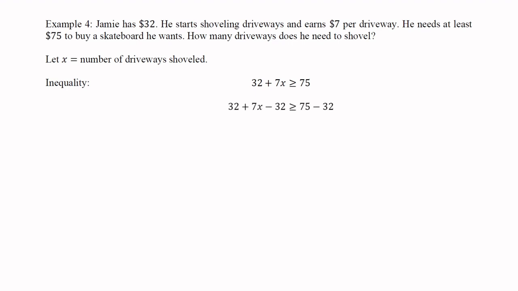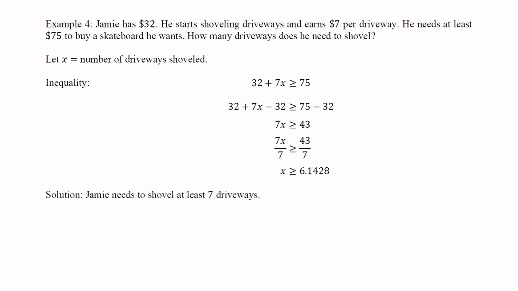Now we're going to solve it by subtracting 32 from each side and then dividing each side by 7. And that gives us x is greater than or equal to 6.1428. Now let's think about this. If he shovels 6 driveways, that's not going to be enough because it's got to be greater than or equal to a little bit more than 6. But he can't shovel a fraction of a driveway and get paid for that. So we're going to have to round this up to 7. He needs to shovel at least 7 driveways to have enough money to buy the skateboard.